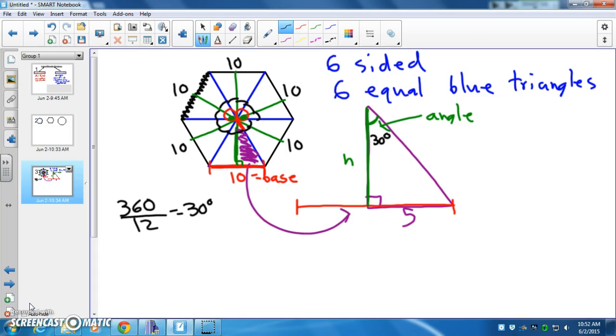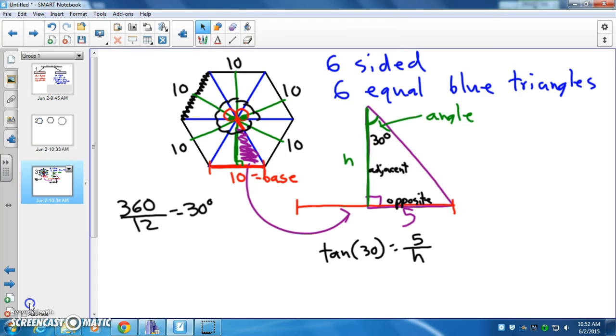Now comes some trig. If you have this 30 degrees, you can see that this side here is the opposite side, and this side here is the adjacent side compared to that 30 degrees. And when you have the opposite and adjacent, you can do tangent. So you can do tangent of 30 degrees equals opposite over the adjacent, which happens to be the height that we want. Okay, so tangent of 30 equals 5 over h, and we're going to want to solve that.